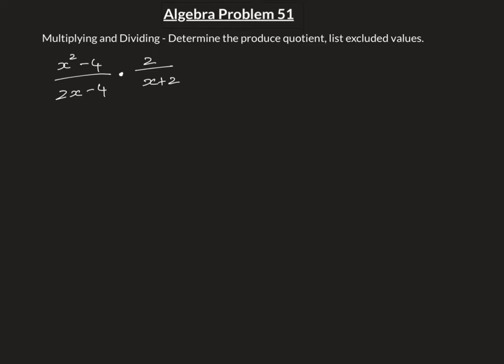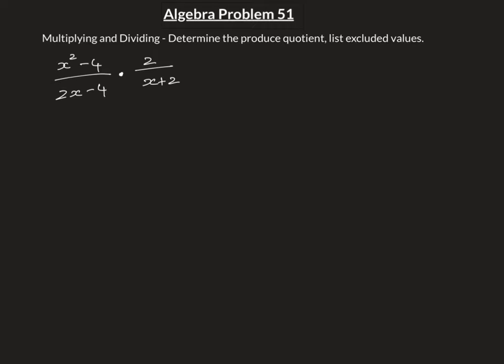In this video, I'll show you how to solve this algebra problem. So the first step on solving this type of problem is you want to factor anything in your numerator, anything in your denominator. So you're going to try and factor everything you can. So take the first one. You got x squared minus 4 divided by 2x minus 4 times 2 over x plus 2.